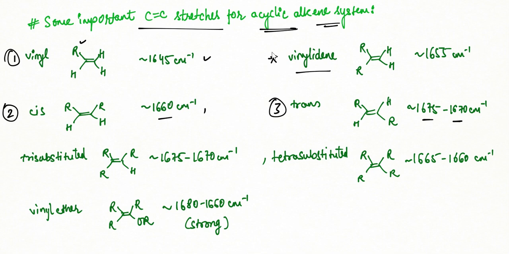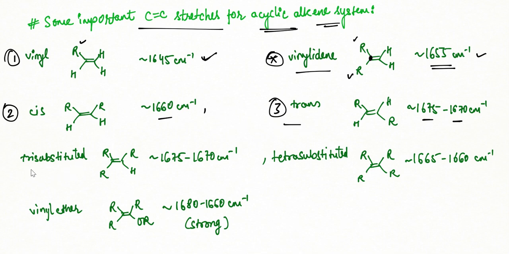system that we are having over here, and in this system, on the same alkene carbon, we are substituting 2 alkyl groups. And definitely guys, we had seen that on increasing the alkyl group substitution on the carbon-carbon double bond, the value increases. So we started from 1645 centimeter inverse for the vinyl system, and here on the vinylidene system we have 1655 centimeter inverse. Definitely the value has increased. For cis we have seen, for trans we have seen.